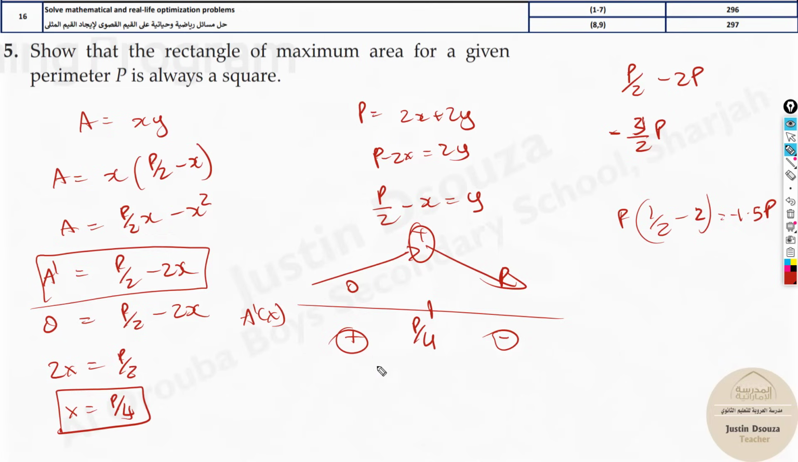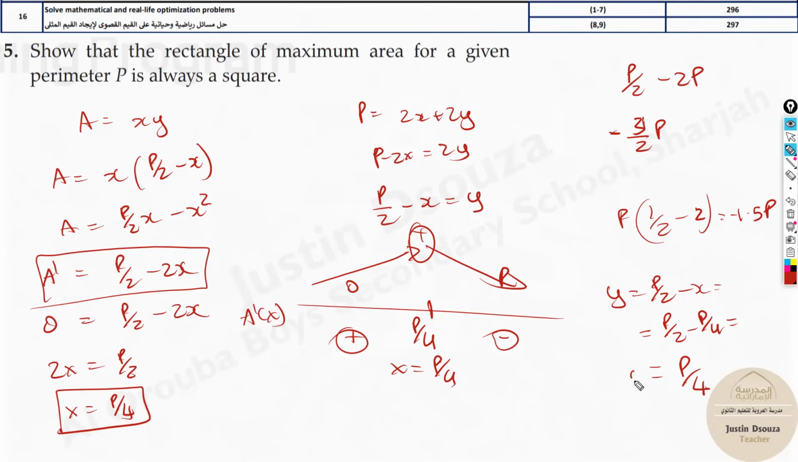So well and good. We got x must be P by 4. Now what is the y value? Substitute back over here. Where is y? This one. P by 2 minus x is equal to y, isn't it? So now substitute it back over here. What happens? P by 2 minus P by 4 is equal to... anyways, so P by 2 minus P by 4 is how much?